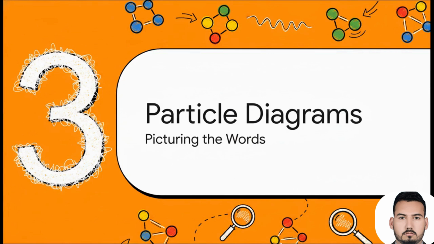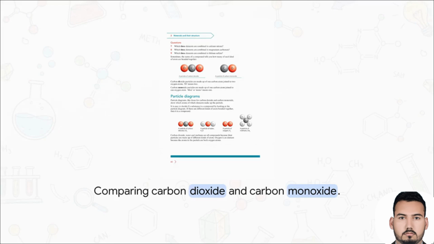All right, on to Section 3, visualizing particle diagrams. It's time to start picturing the words. Before we jump into the raw math, we really need to picture what these chemical words look like on a microscopic level.